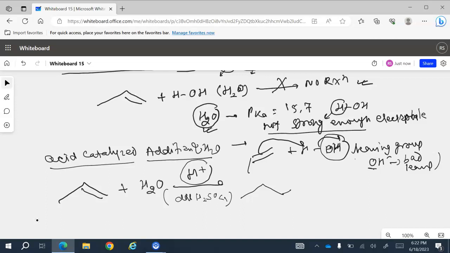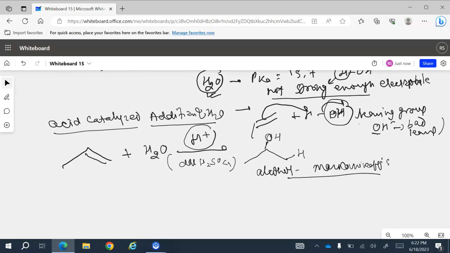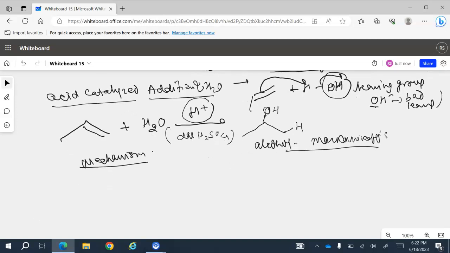That means hydrogen will add to the carbon with the larger number of hydrogens, and OH will add to the carbon containing fewer hydrogens. So the product will be the alcohol, the Markovnikov product. So the reaction takes place only in presence of an acid catalyst, and we use dilute sulfuric acid as the catalyst. Now let us talk about the mechanism of this addition. How does this reaction take place?